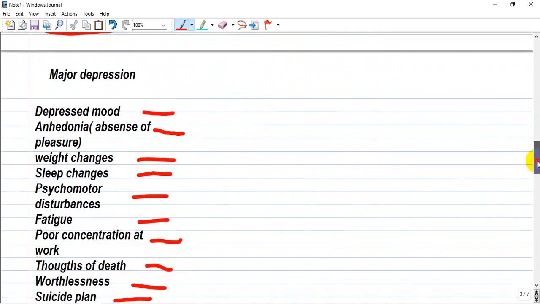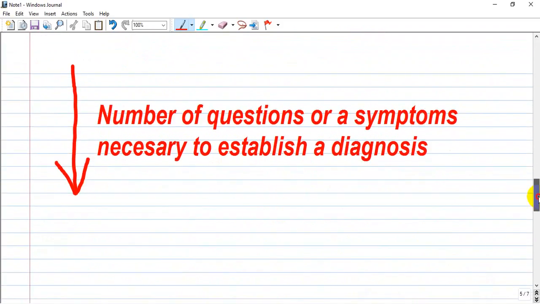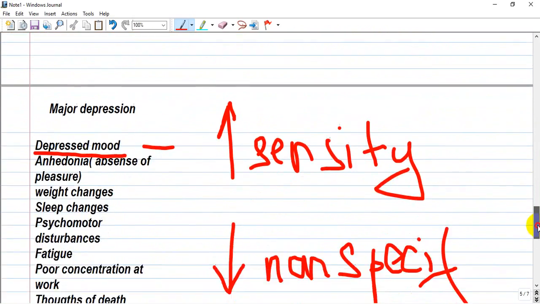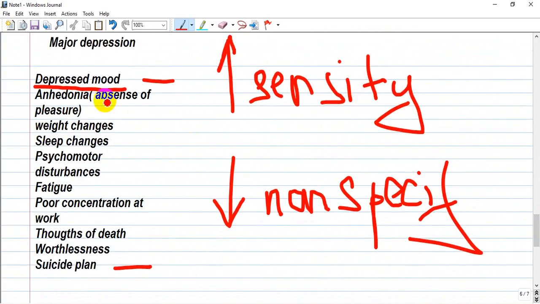that they have the disease. Instead, if we decrease the number of questions or symptoms necessary to establish a diagnosis, everyone can have symptoms like depressed mood or sleep changes like insomnia in any difficult period of life, or a change in job, or an exam. So sensitivity will increase. Everyone can be detected by only 2 tests, but specificity will decrease.